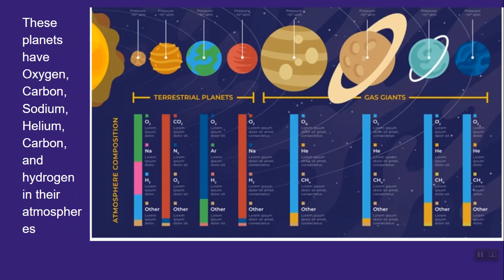So here's a look at the different terrestrial planets as well as the gas giants, and you can see on the chart that there are different elements in the atmosphere of these planets. So you have oxygen, carbon, sodium, helium, carbon to name it again, and hydrogen in their atmospheres. And you have a lot of those elements and additional elements in the core and the crust of the planets.